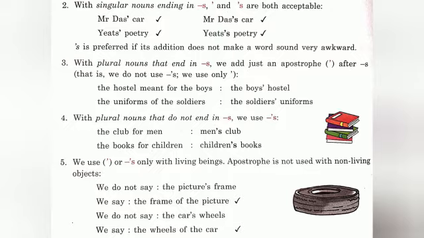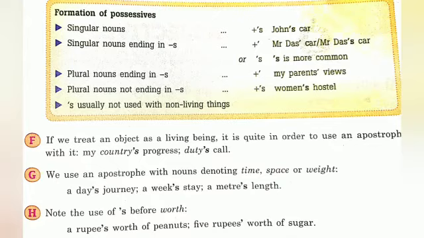Come on, the next page, page number 23. Formation of possessives. Singular nouns, apostrophe then s. Singular nouns ending in s, apostrophe then s, and we can leave the s also. Plural nouns ending in s, just apostrophe we have to mention. Plural nouns not ending in s, apostrophe then s we have to mention. 's usually not used with non-living things. जो non living things होती हैं उनके साथ हम apostrophe s नहीं यूज करते.